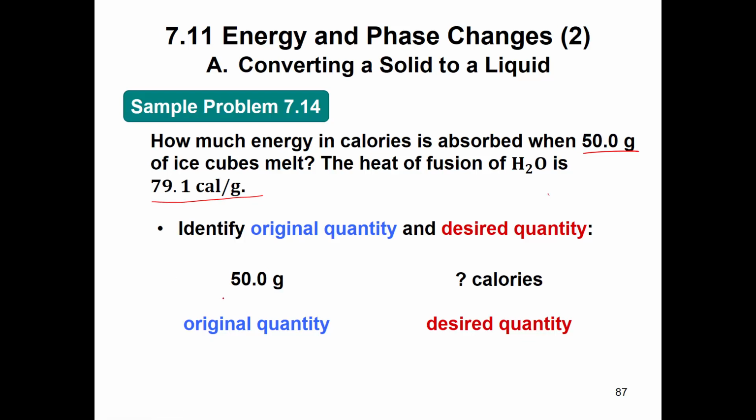So we have 50 grams of water. We want to know how many calories it's going to take. And we have a constant that's got calories and grams. And remember, this is like when we have a constant like this heat of fusion, this is a way to go from one thing to another. It's got both calories and grams in it, so it can take us from grams to calories. We just have to make sure that we've got the right thing on the top and the bottom.